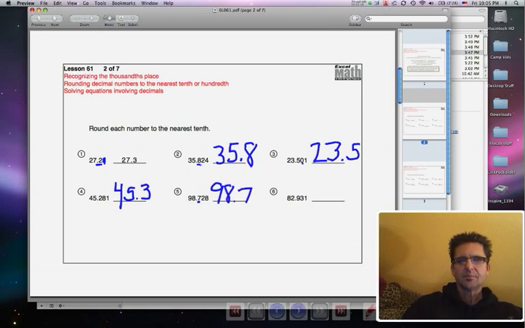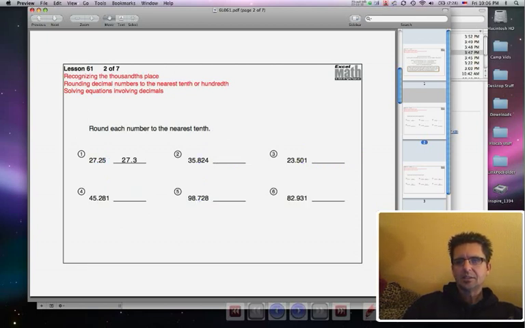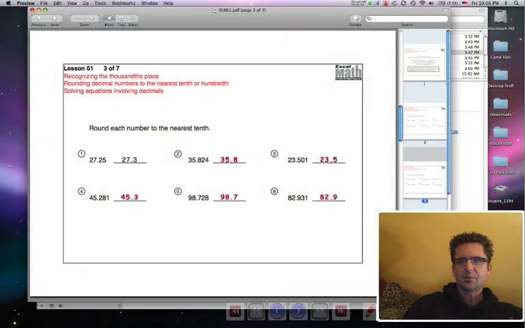Sounds like a radio station. And then 82.931. The 9 is in the tenths place. Look to the right. It's a 3. Tells that 9 to stay where it is, so the answer is 82.9. Go ahead and get that cleared out, and we'll move on to the next part.